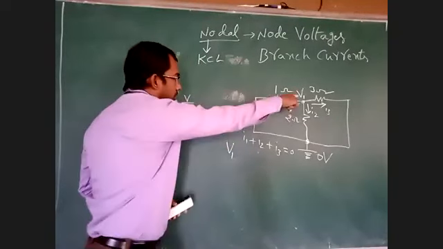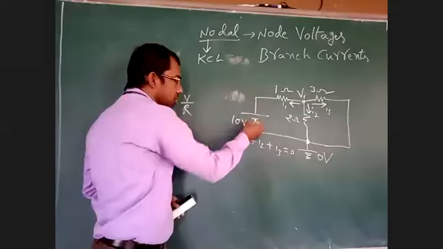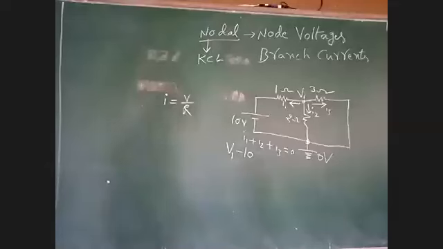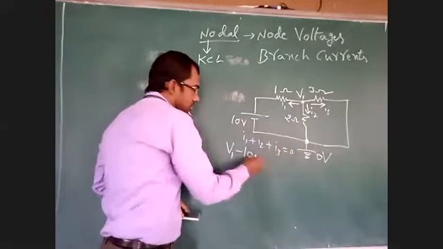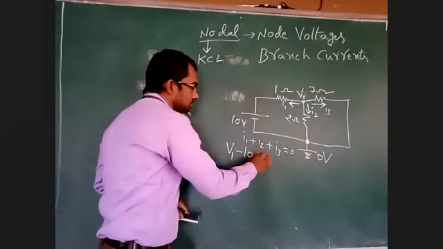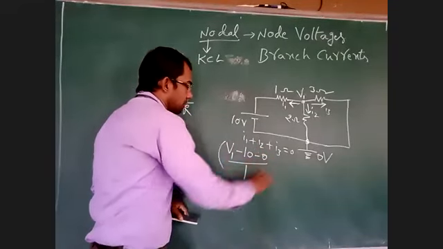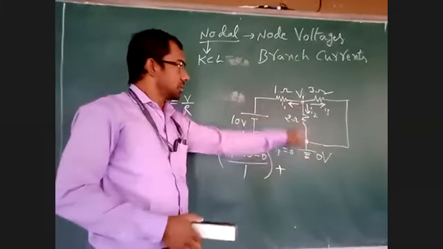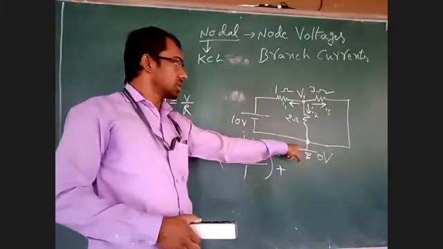V1 is higher potential. The arrow is moving from plus to minus. If the arrow is moving from the positive terminal to the negative terminal, what sign will you take? Negative. So V1 minus 10 minus 0, divided by 1. This is your I1, plus I2. I2 is also leaving. V1 is at higher potential, 0 is at the lower potential.